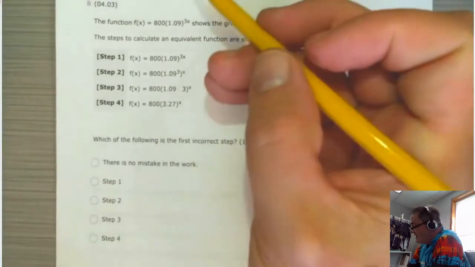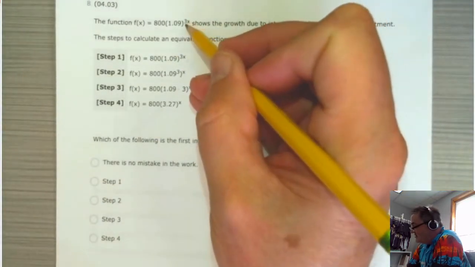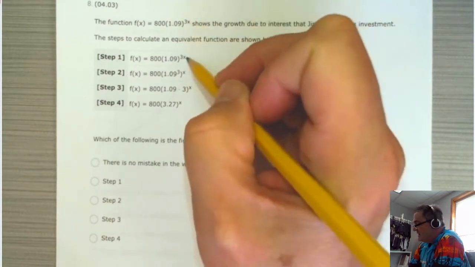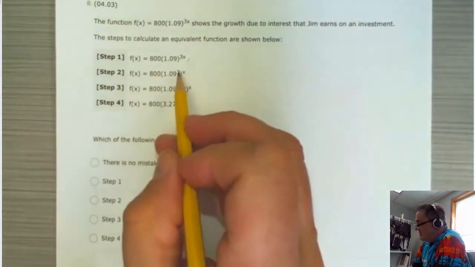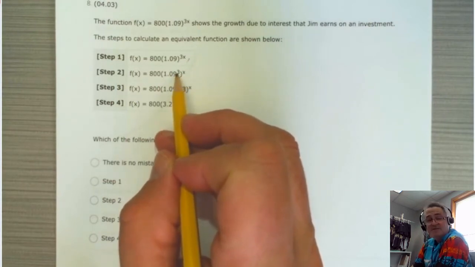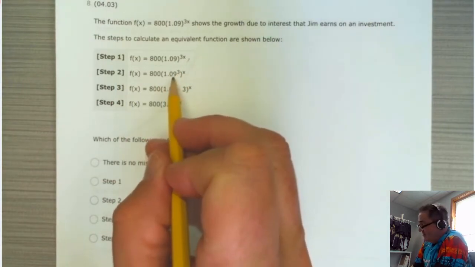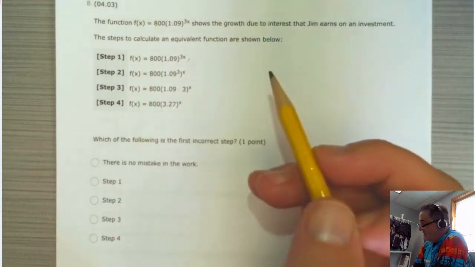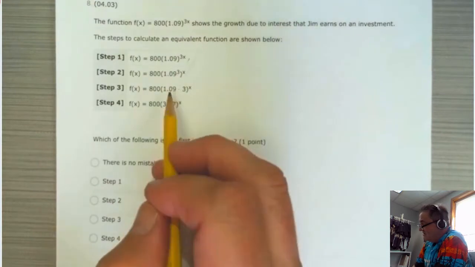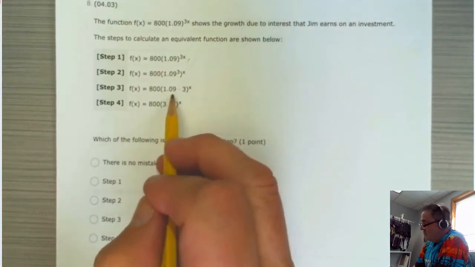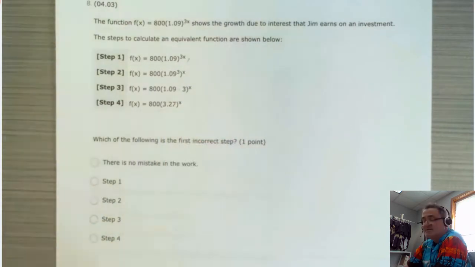Okay, so here's what they did first. They took the original function and they wrote it here, step 1. Okay, everything's good. Now, step 2, they took that 3 and brought it inside, since it's a number, just like we did on the last problem. 1.09 to the 3rd power to the power of x. So then they said we'll take the 1.09 and multiply it by 3, and 1.09 times 3 is 3.27 to the x.